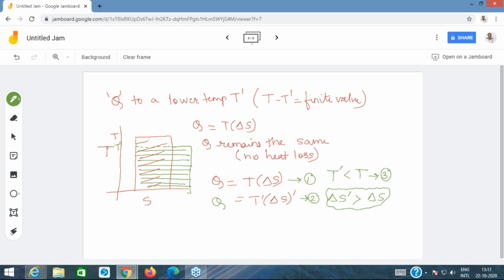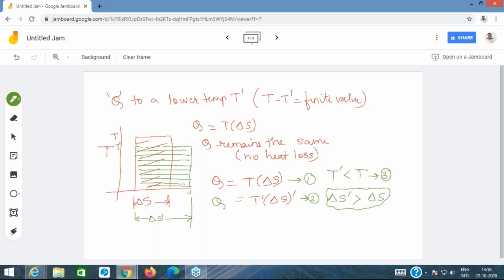Now let me again use the red pen. Let me show you with delta S and delta S dash. So this is delta S, let us say, and this would be delta S dash. Now this is about heat. Now what happens to the exergy?